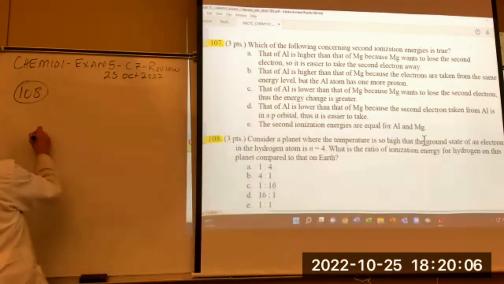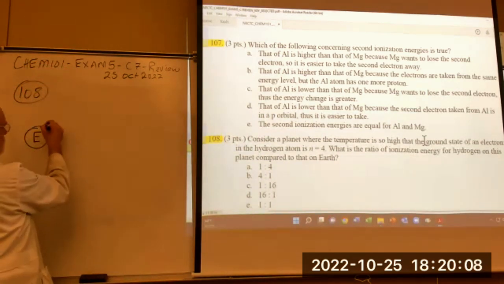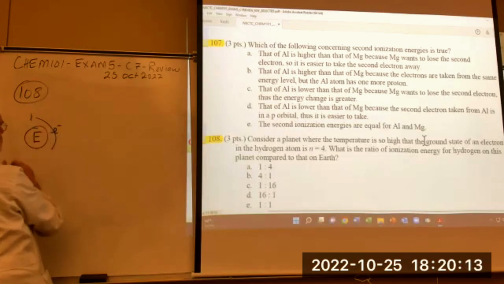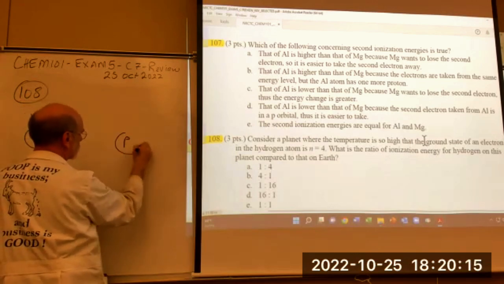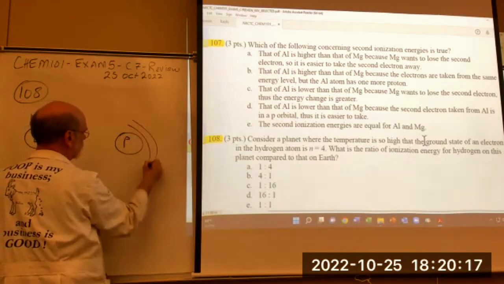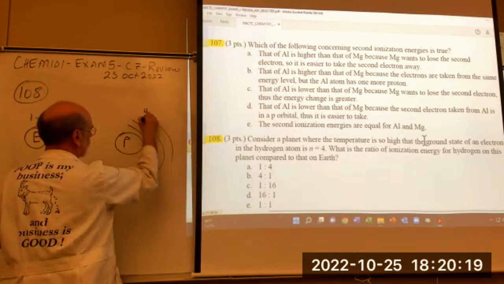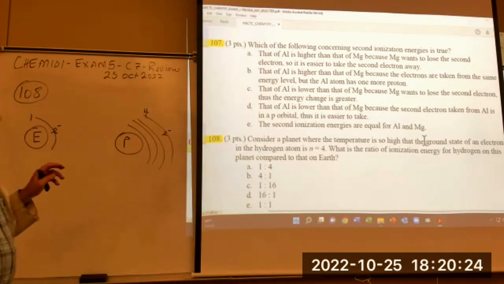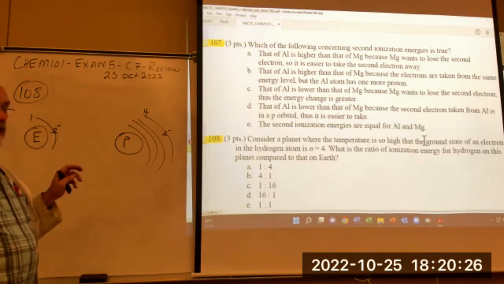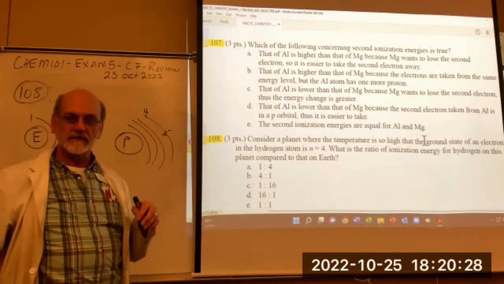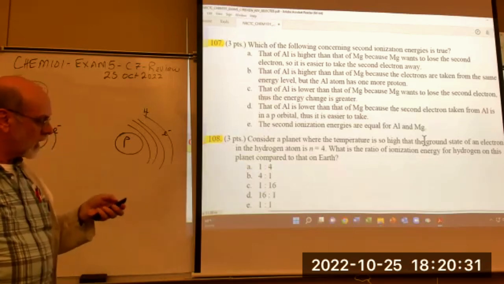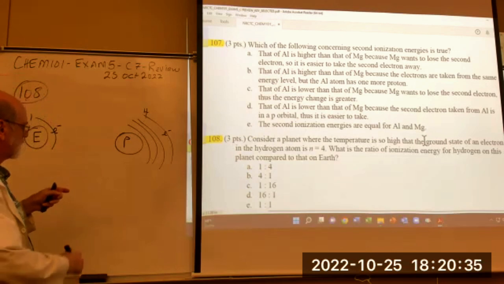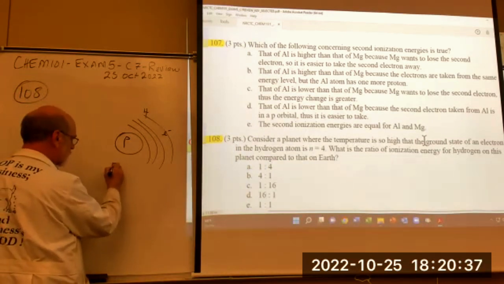If on Earth the ground state electron is 1, and on the other planet the ground state is 4, which one's going to take more energy to remove the electron? The ratio of ionization energy of hydrogen on this planet compared to that of Earth. So we want ionization energy.